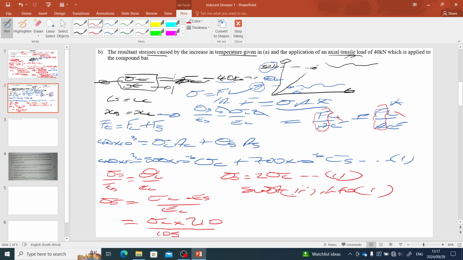Where there's stress steel, we substitute it with 2 times stress copper, so we have 40 times 10 to the power 3 equals 500 times 10 to the power negative 6 multiplied by stress copper, plus 700 times 10 to the power negative 6 multiplied by 2 times stress copper. Then you can manipulate and make stress copper the subject of the formula.